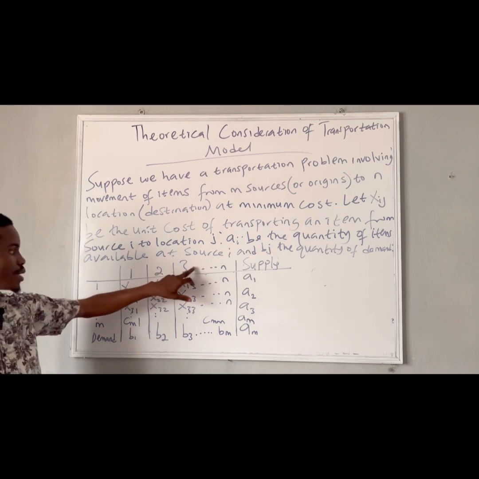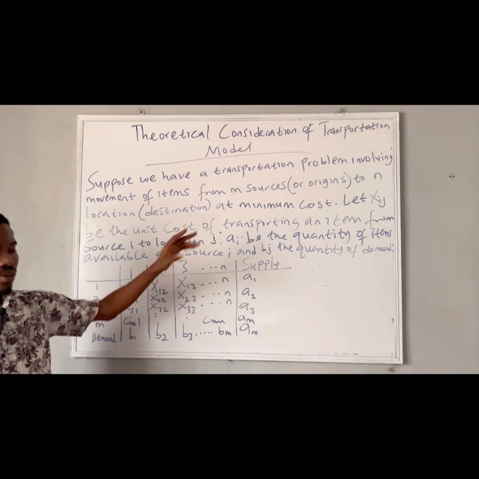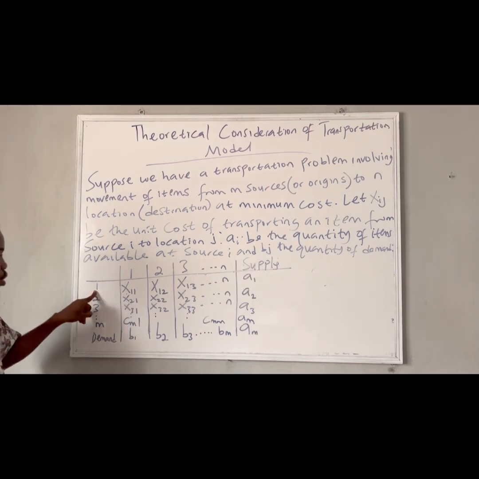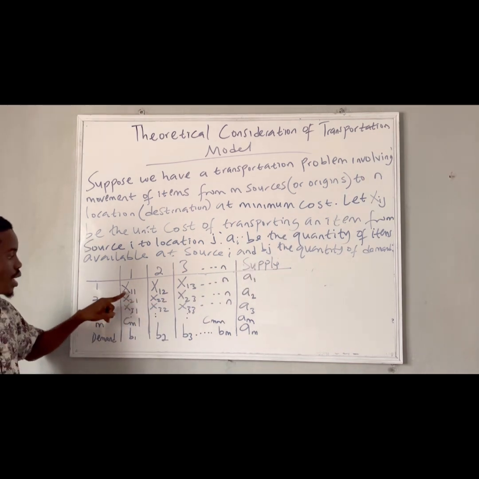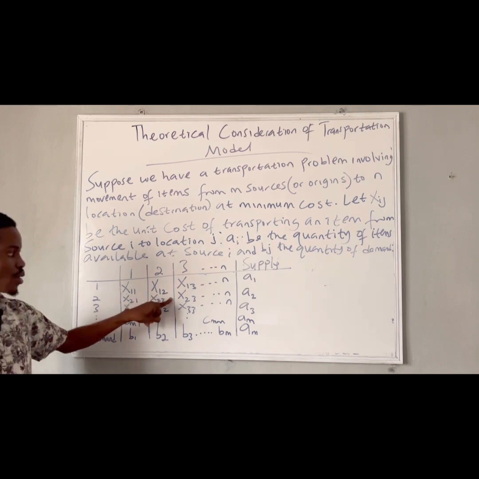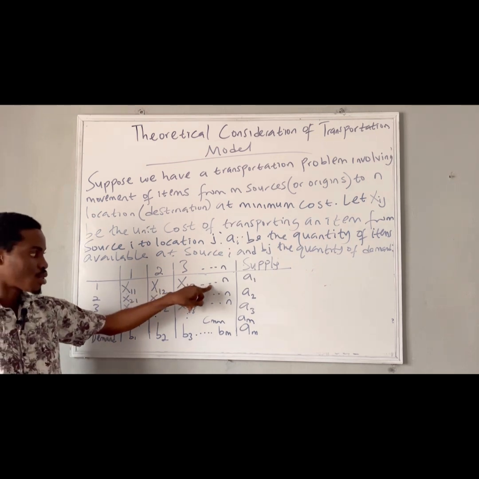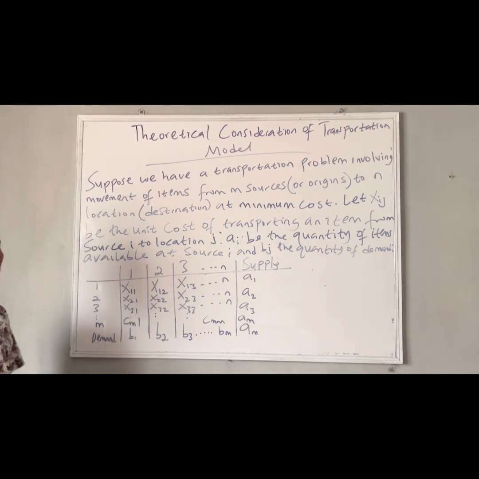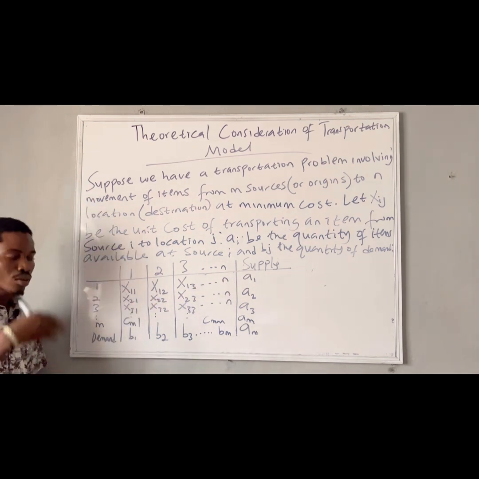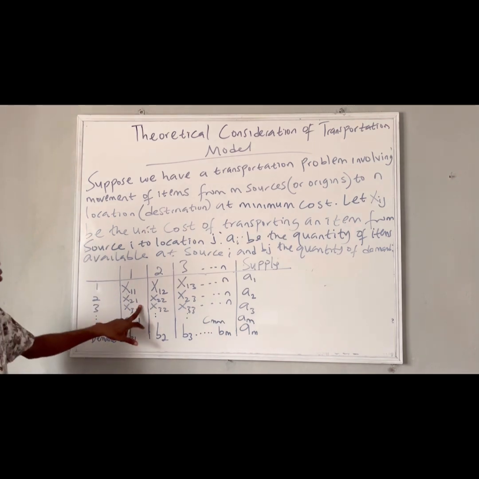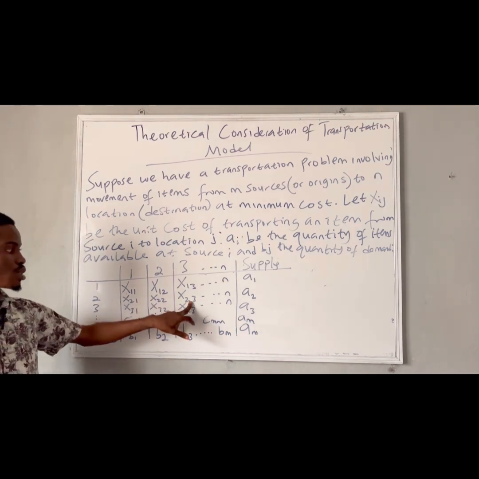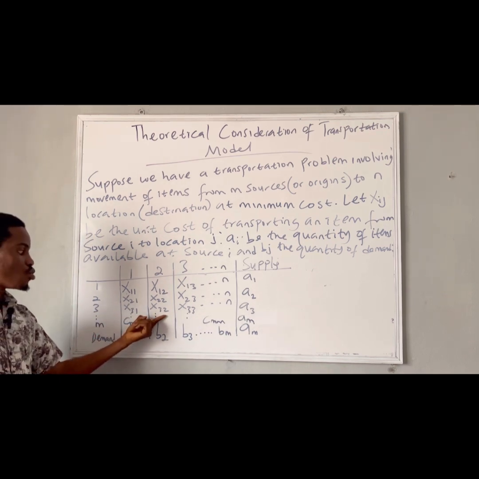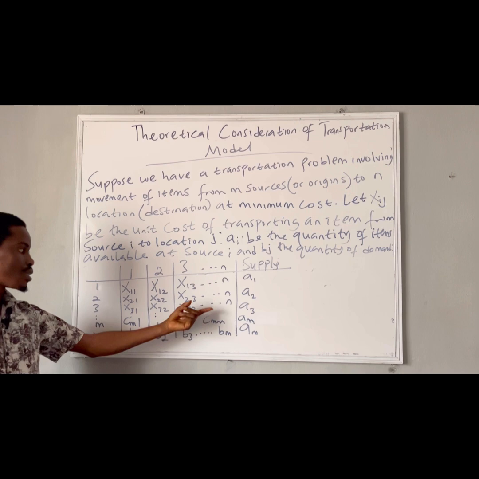We have 1, 2, 3 to N, that is 4, 5, 6. This is our demand, this is our supply. They have 1 here. So it means our 1 is S11, S12, S13, S14, 15, 16 and so on, depending on how many locations. If it is 2, S21, S22, S23 till N. If it is 3, S31, S32, S33, S34.